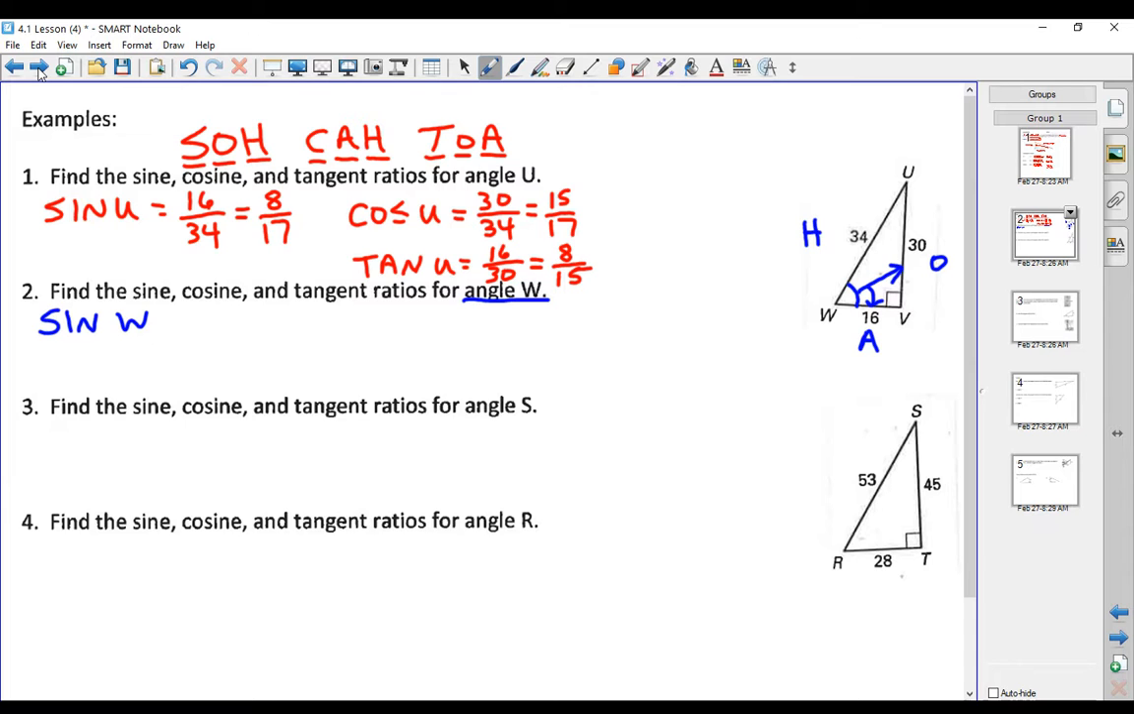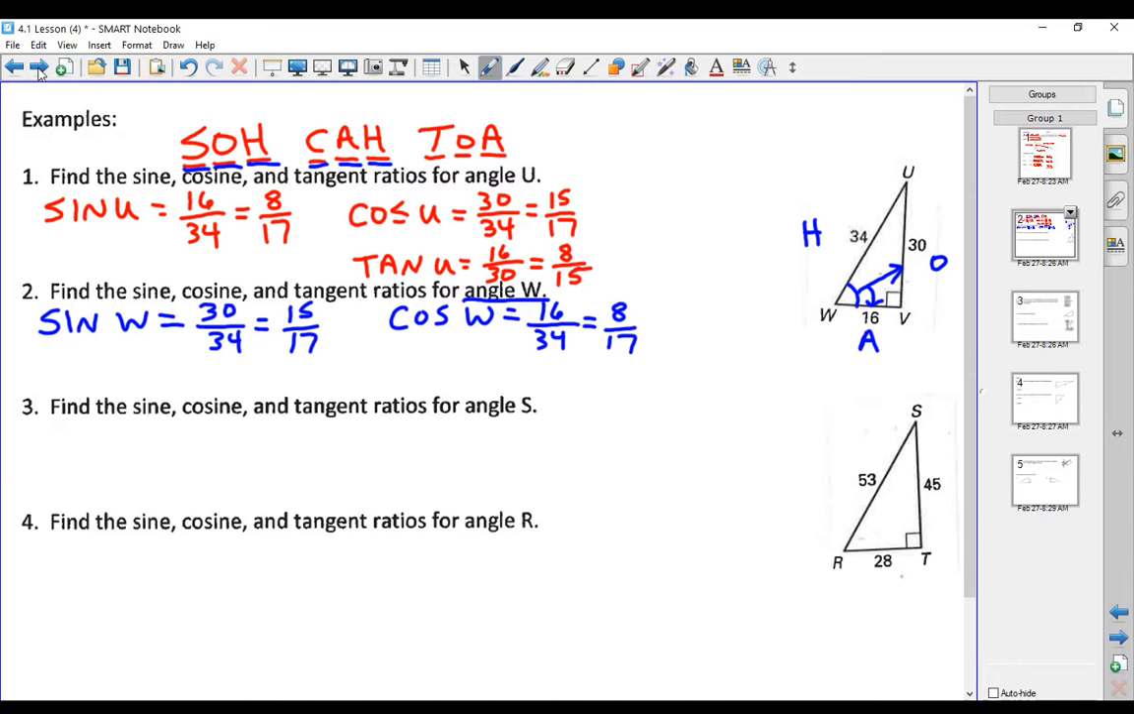The sine of angle W is the opposite over the hypotenuse. The opposite is 30. The hypotenuse is 34. Those reduce by 2 to 15 over 17. The cosine of angle W is adjacent over hypotenuse, and the adjacent side is 16, the hypotenuse is 34, and both of those reduce by 2 to 8 over 17.